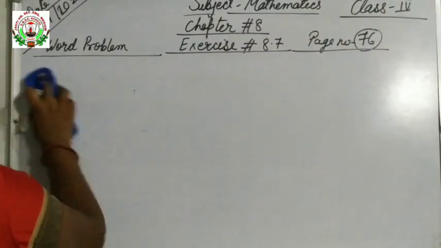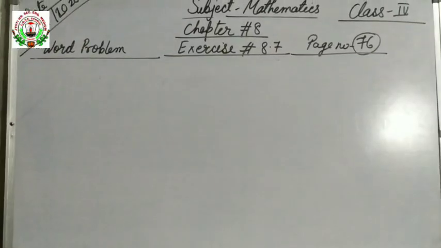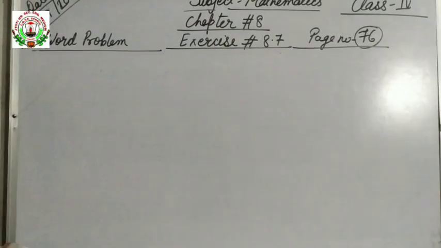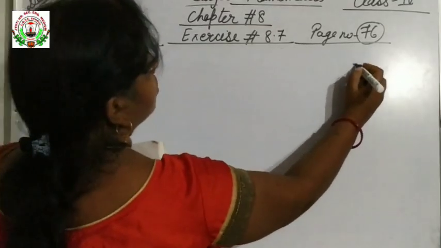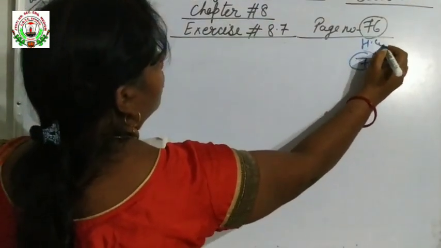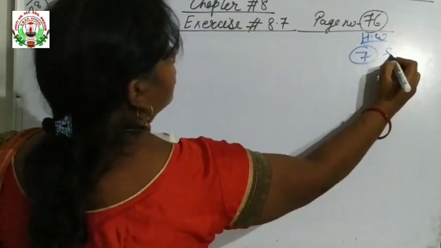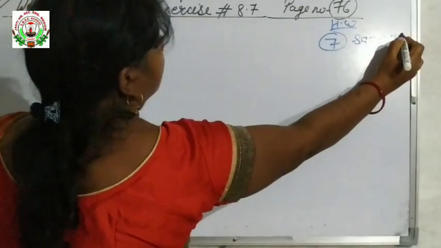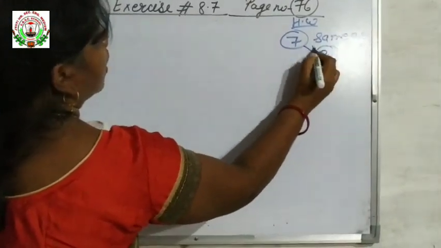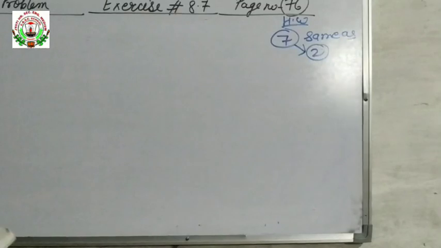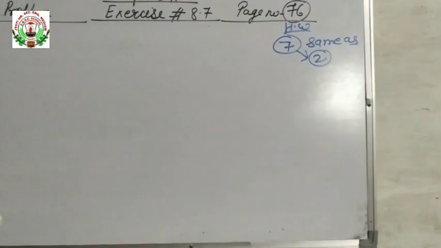You will try to do, children, that question number 7 is same as question number 2. So you will try to do question number 7. It will be homework. It is same as question number 2. Okay. Now next question we will solve. That is question number 8.